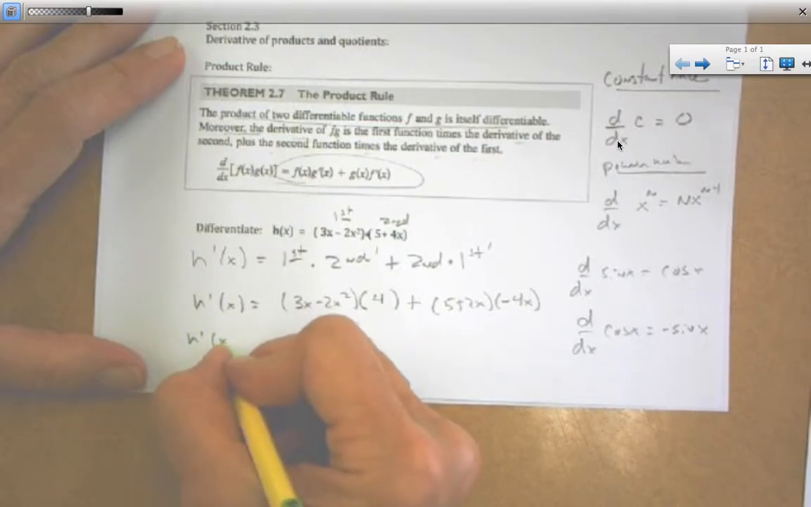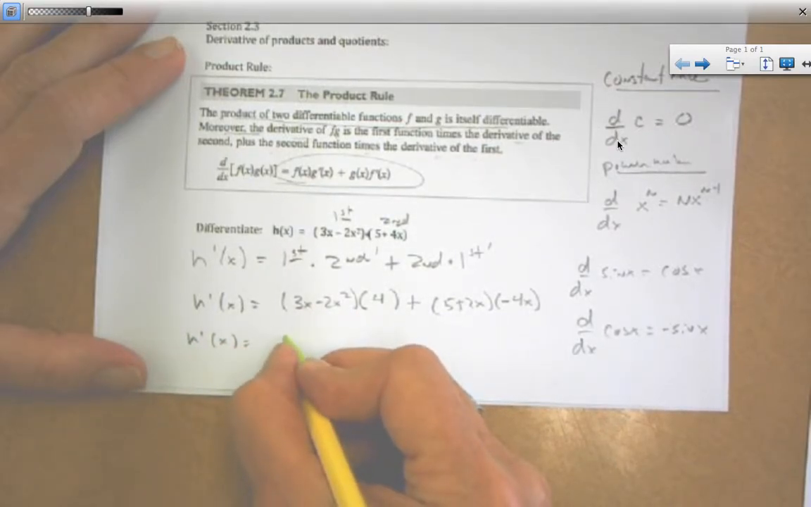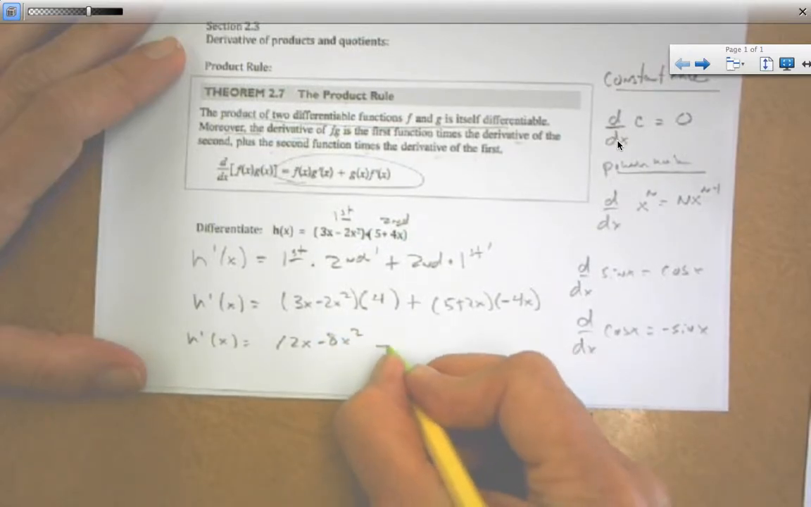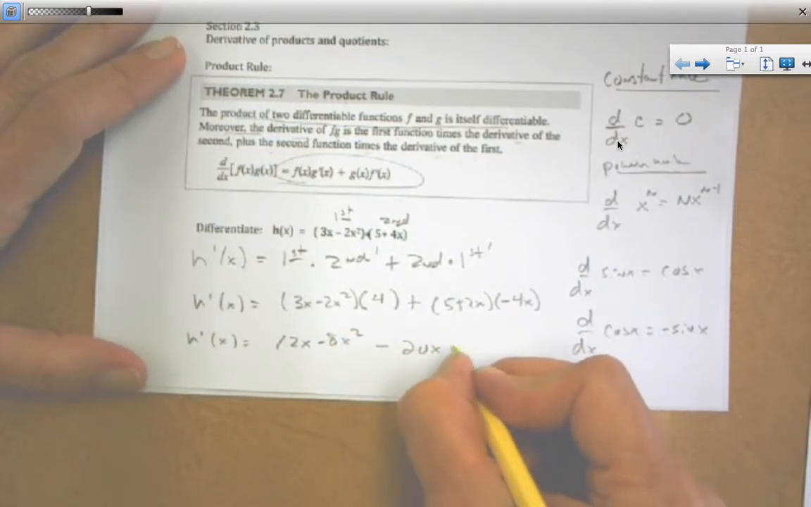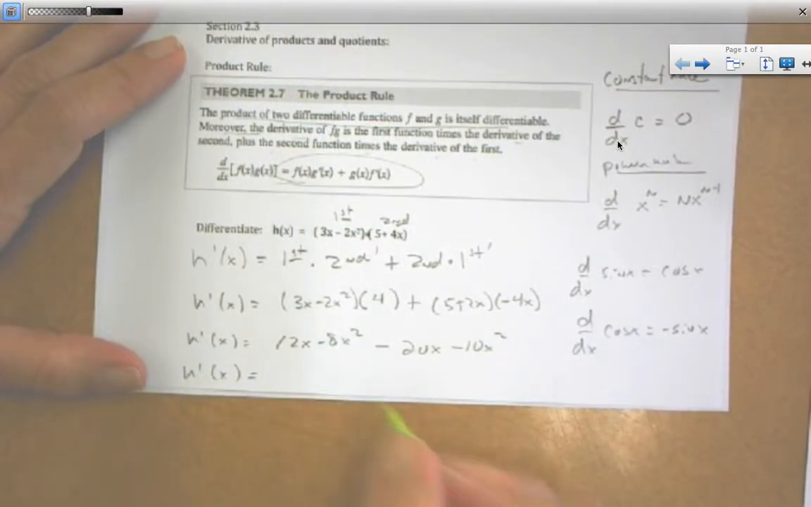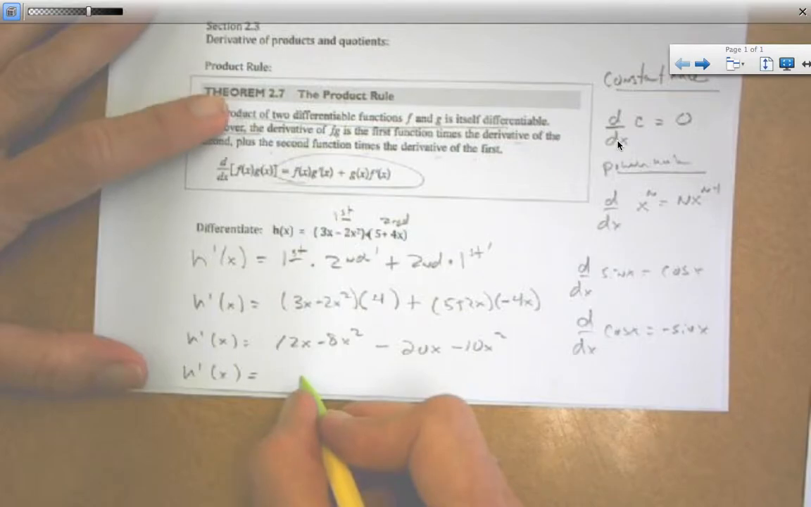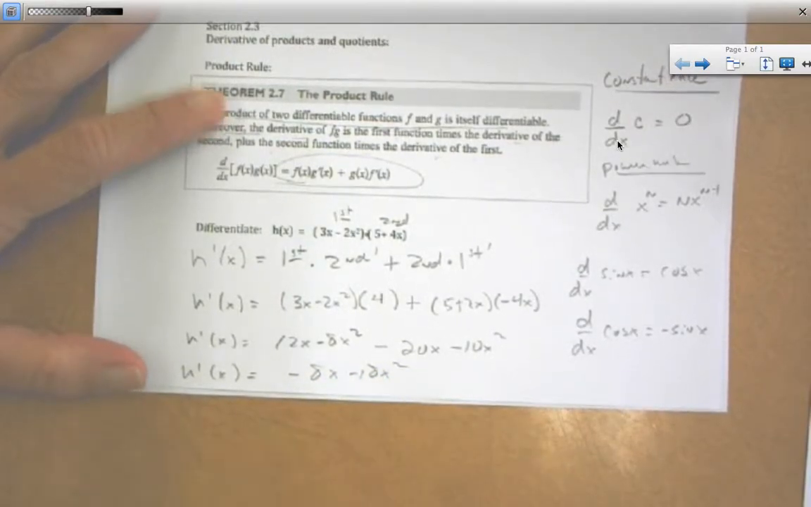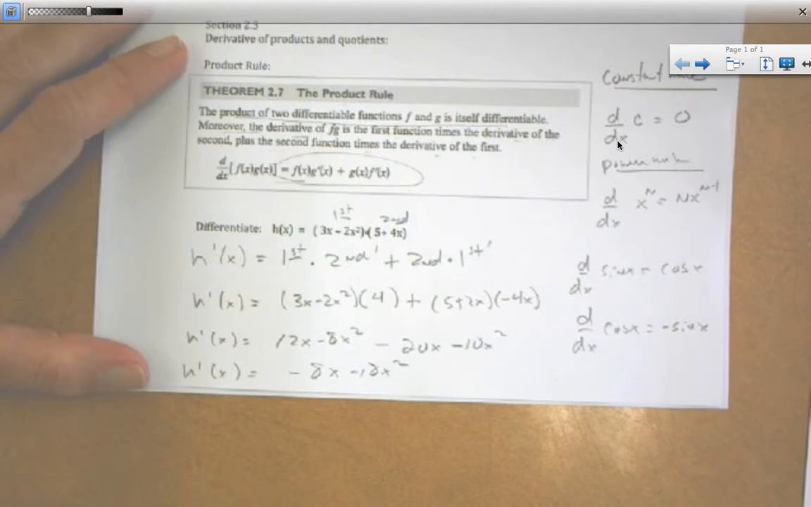Then you can simplify that. And in simplest form, it will be negative 8x minus 18x squared. So it's a little bit faster to do it this way than it is to FOIL it and then take the derivative. It will save you steps.